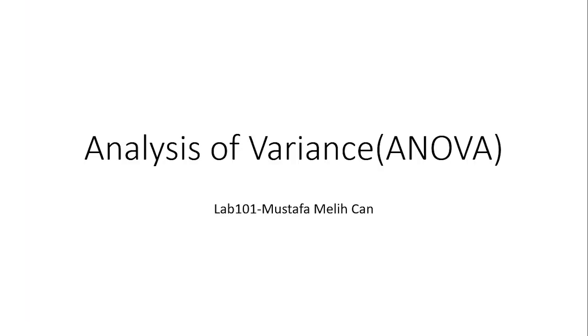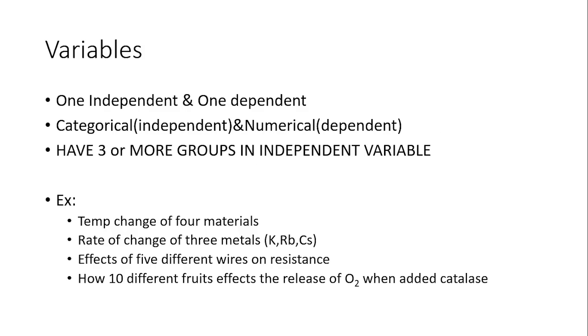Welcome to Lab 101. We'll be talking about analysis of variance, ANOVA. We already talked about t-test and chi-square test. This is the third one. This is almost identical to t-test, but it has one difference. You have the same categorical independent and numerical dependent variables, but in your independent variable, you'll need to have three or more groups. So let me explain with the examples.